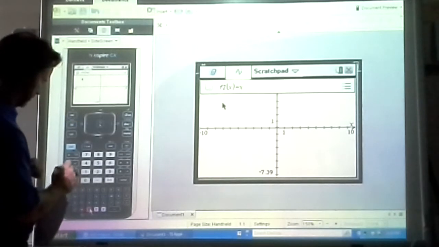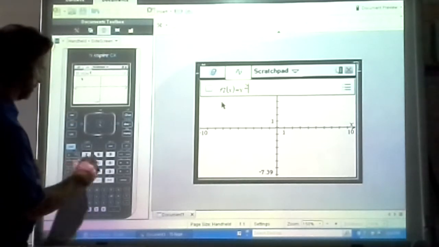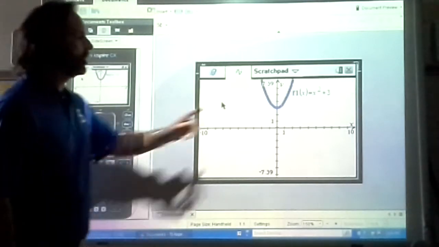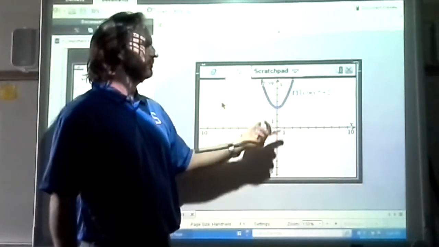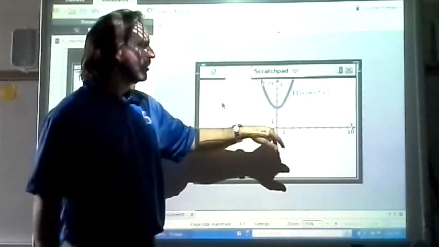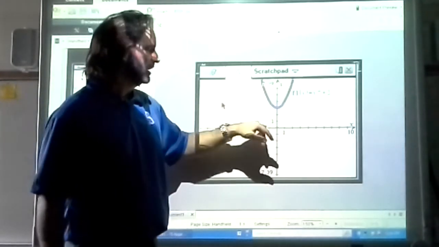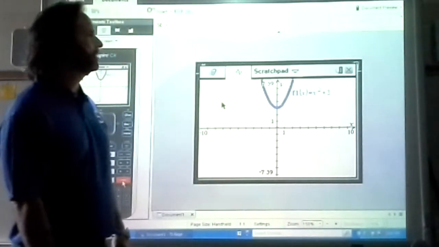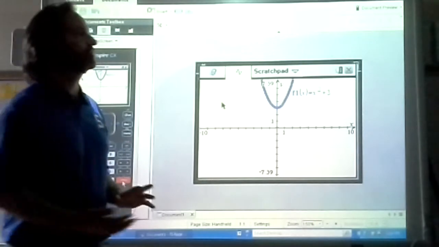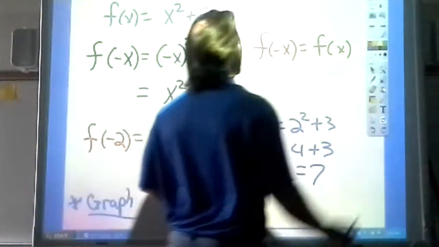x squared plus 3. Okay? Notice how that's symmetric. It's just shifted up. The parent function shifted up. That's symmetric. So notice f of x is going to equal f of negative x. You can look at that graph and know it's symmetric about the y-axis. It should be an even function, because of the symmetry.